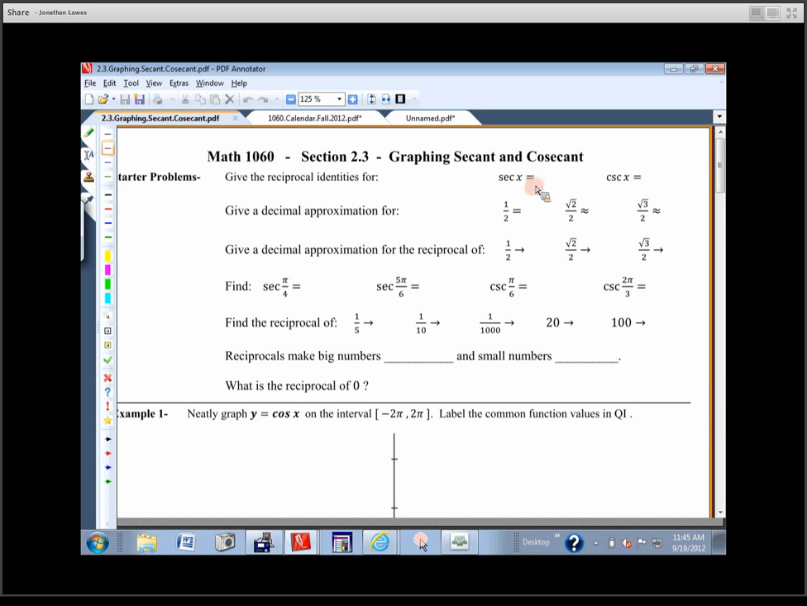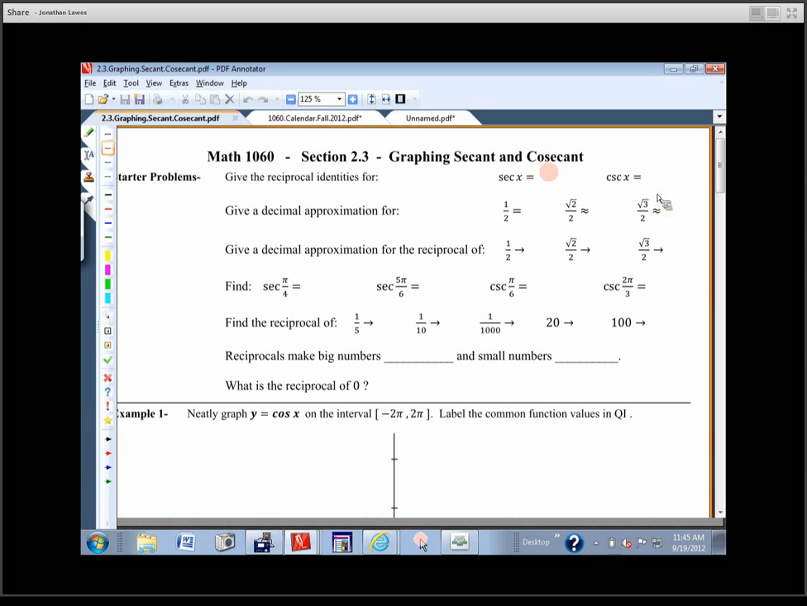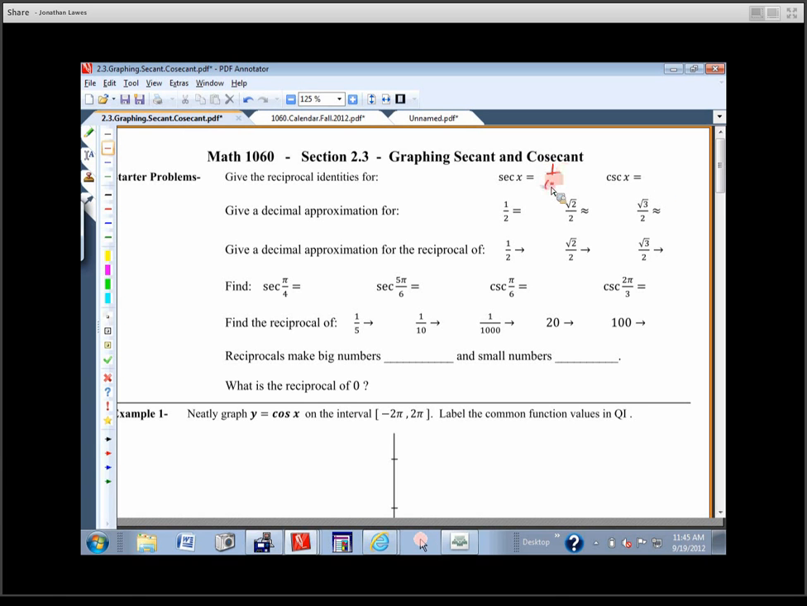Secant, let's see. The way I keep this straight in my mind is, if I see secant, I say sec cosine for some reason. That just keeps it straight for me. I don't care how you keep it straight, but secant is the reciprocal of cosine, cosecant is the reciprocal of sine. So this is 1 over the cosine of x, and this is 1 over the sine of x, okay? So secant, reciprocal of cosine, cosecant is the reciprocal of sine.